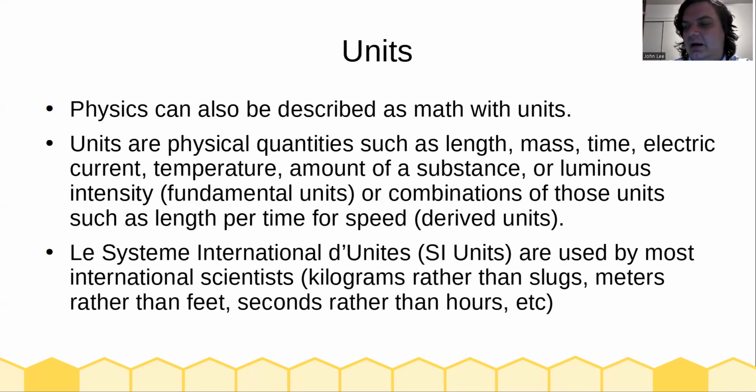But combinations of those units are called derived because you do not have that same amount of fundamental definition, so you cannot just measure a unit like a mile per hour without knowing what a mile is or knowing what a second or an hour is. So you have to derive it based on these fundamental units.